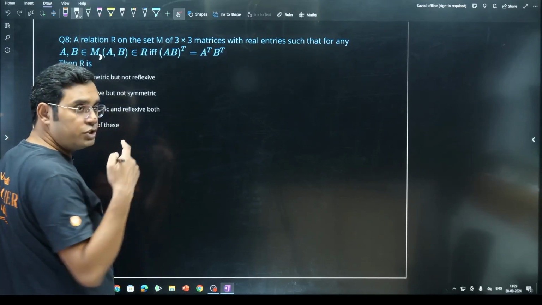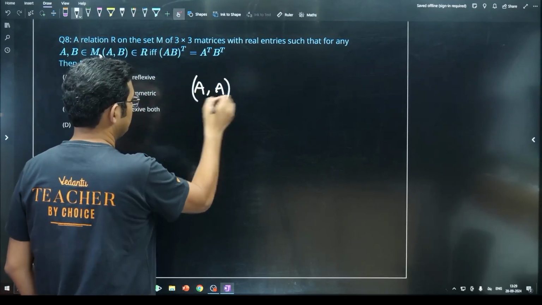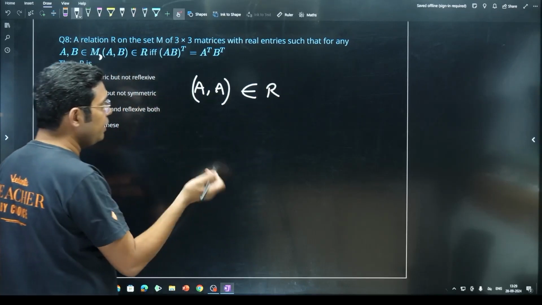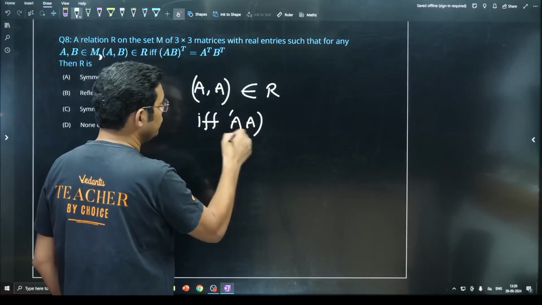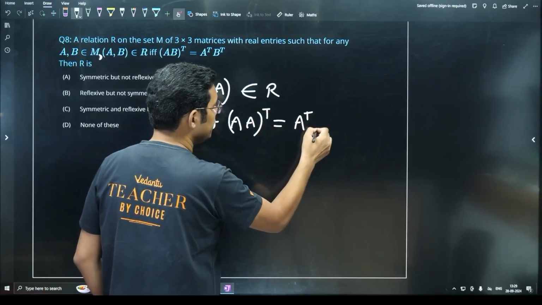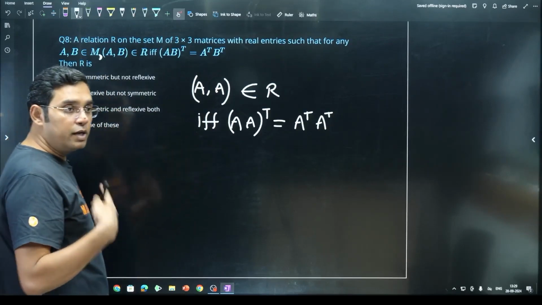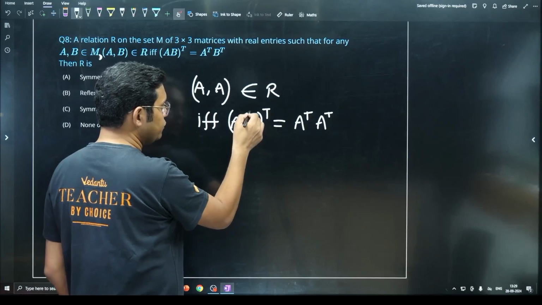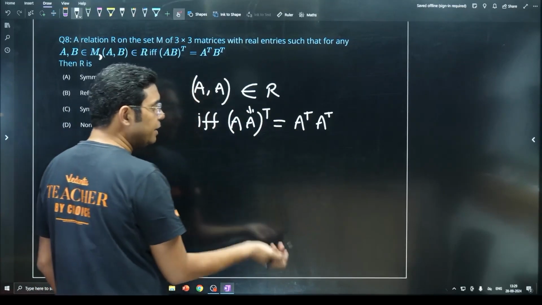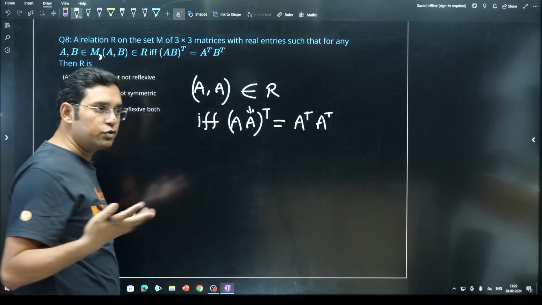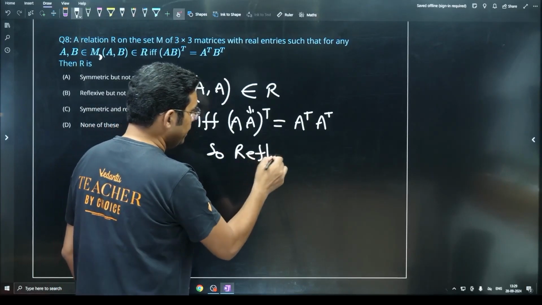Now, if we want to check reflexive, I'll check whether A is related to A or not. A will be related to A if, as per this relation, A A^T = A^T A^T. I think that's true, because if you use the property of transpose where the order gets reversed, we write first the transpose of this A and then the transpose of the other A. But that is the same thing, A^T into A^T, which is actually true. So it is reflexive. Now coming to symmetric.